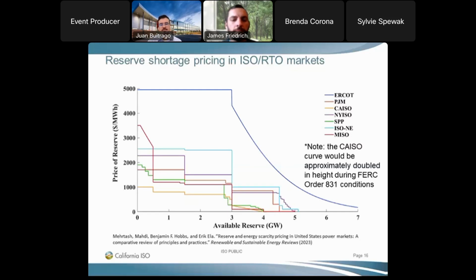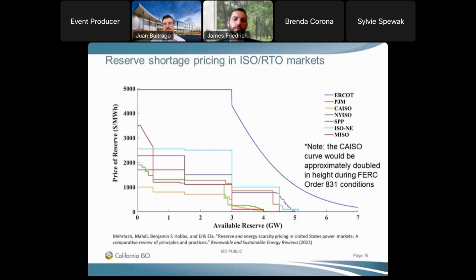Where was I? Yeah. So I have a question about the asterisks on the slide here. That the CAISO curve would be doubled in height during FERC Order 831 conditions. Does that caveat also apply to the other ISO curves here as well? It's a good question. I'm fairly confident the answer is no, and the reason I say that is because that is a caveat that is stated in this academic paper, and I would trust that Ben and his co-authors did their due diligence.